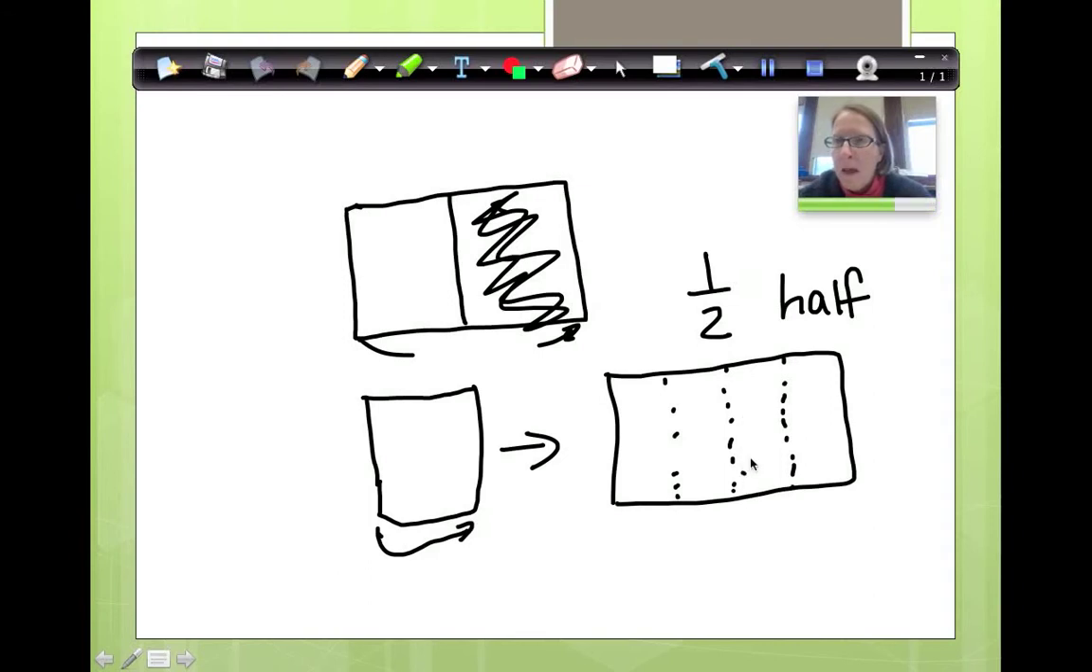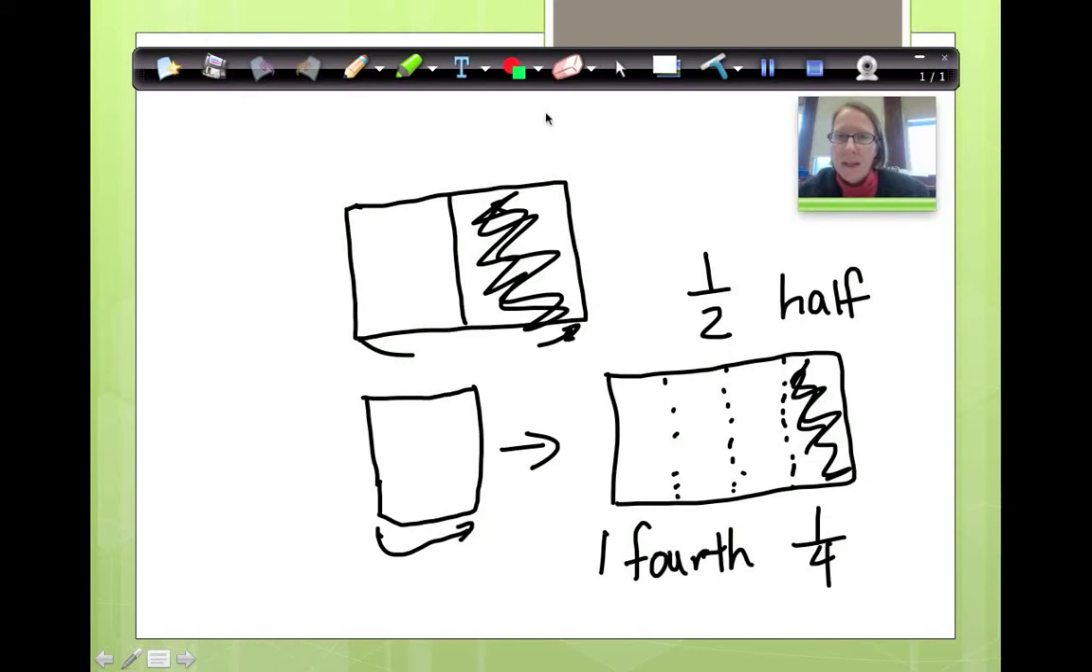Okay? What did I make? I divided it into how many parts? 1, 2, 3, 4. 4 parts. What would one of these parts be called? If I shaded in 1, I have 1 of these. What would I do? I would write down 1/4.